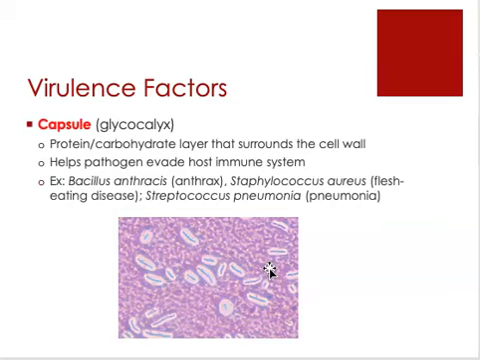Organisms like Bacillus anthracis, which causes anthrax, Staphylococcus aureus, the strains that cause flesh-eating disease, and some strains of Streptococcus pneumoniae. These pathogens all have these capsules around them that, again, help them in their virulence because they help them stay alive longer in the host by evading the immune system.